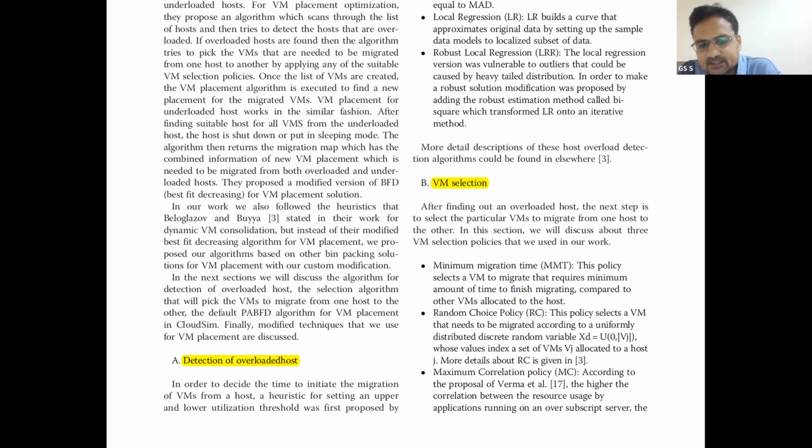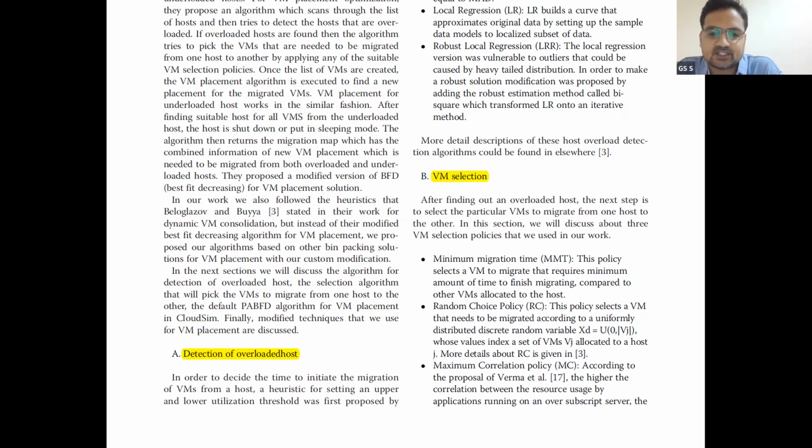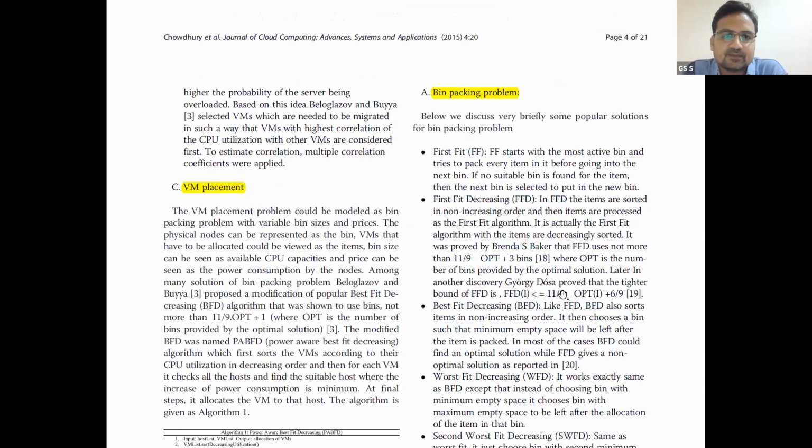The third choice is maximum correlation policy, right? In this, a little more innovation is done. You look at the kind of resource uses of the VMs, and then you decide where it goes, on a place where the correlation will be highest. Now there are many other algorithms which are possible. I just gave you an idea of what sort of algorithms are available.